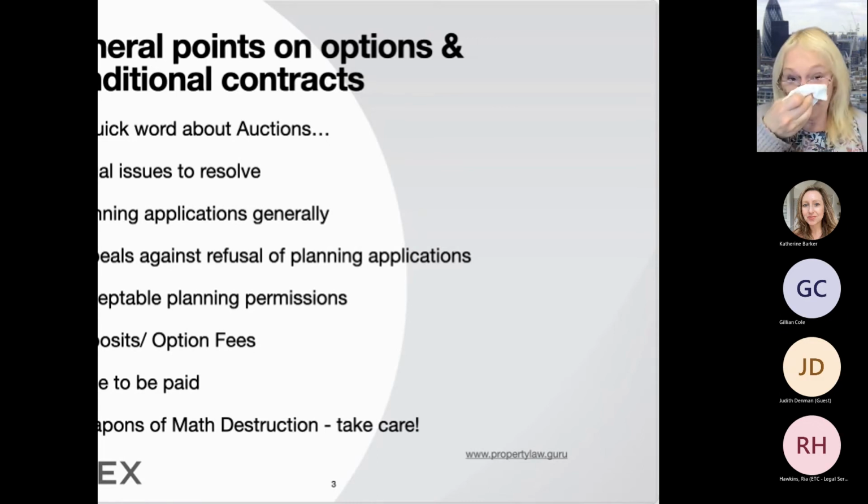But the next issue is really, is this in the heads of terms or not? The next thing to move on from that is if the builder is going to make an application for planning permission in accordance with the option agreement or conditional contract, is the application going to be made in the sole name of the builder, or is it going to be in the joint names of the seller and the builder? Why does that matter, do you think?